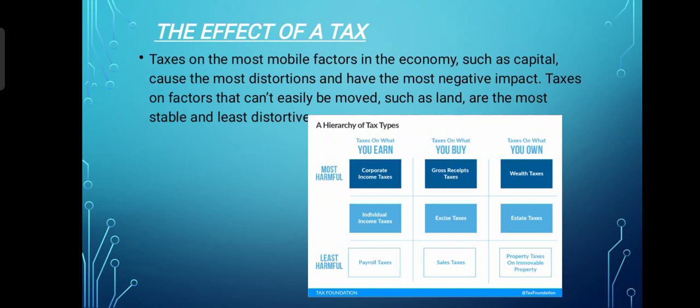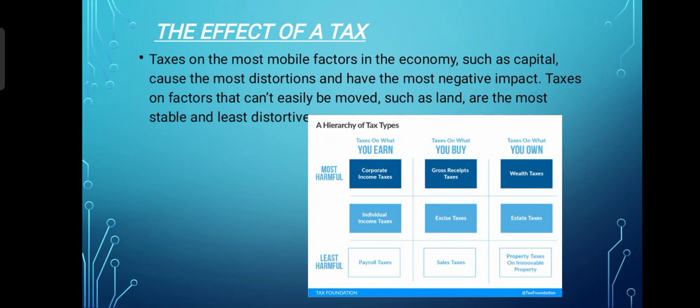Like this, most harmful are taxes on what you earn, like corporate income tax. Corporate income taxes are taxes on business profits earned by C corporations. The corporate income tax directly increases the cost of making investment in capital, like machinery and equipment, which businesses and workers use to be more productive.